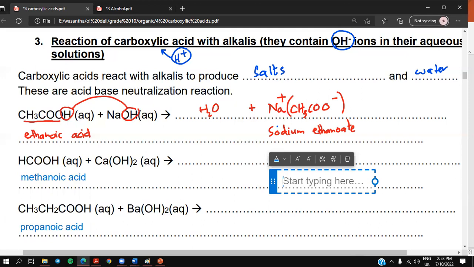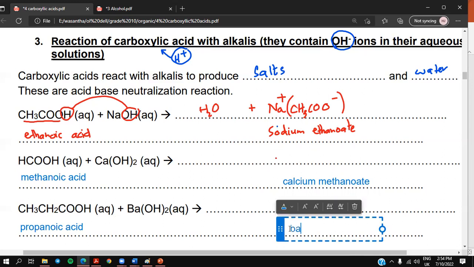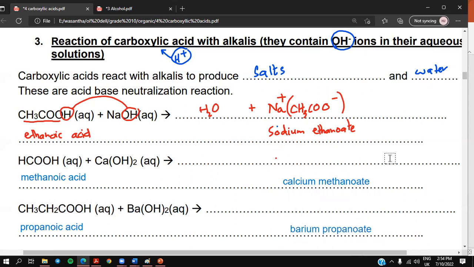Okay, calcium hydroxide is a methanoic acid. So it should be calcium methanoate. Calcium methanoate. In the second compound, propanoic acid reacts with barium. This Ba is barium. So the product should be barium propanoate. Barium propanoate. In addition to this, what is there?